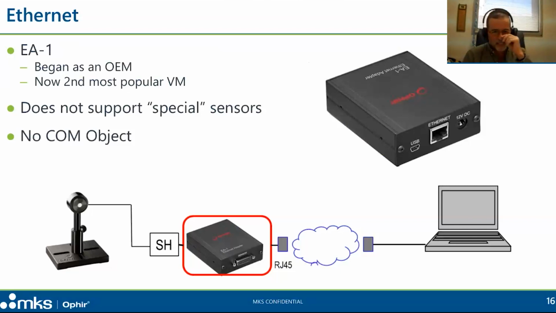But the reason that it doesn't work with a COM object is because the normal way of using an Ethernet-based device is from the user's own software. It's just done differently. So the COM object wasn't quite needed when it comes to an Ethernet-based PC interface. Basically, what you can do with this is you connect your sensor to the virtual meter as you would with any other virtual meter. But instead of plugging it into your PC, you connect it via a standard RJ45 connector to the Ethernet network.